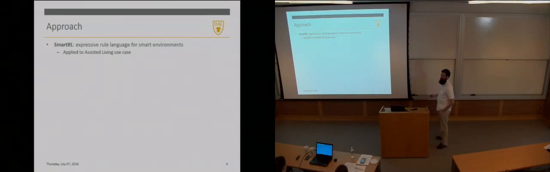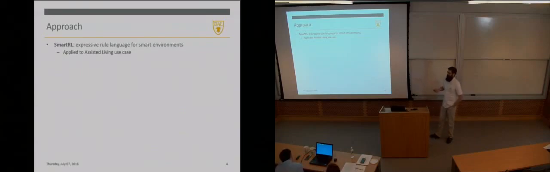SmartRL is an expressive rule language for smart environments that we apply to an assisted living use case, and some of the constructs you will see are specifically meant for this assisted living use case. This language actually grew out of our own necessity to write down rules that are medically valid and make sense in an AAL scenario.